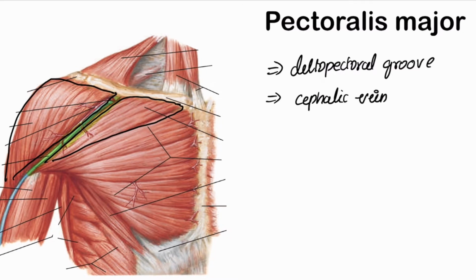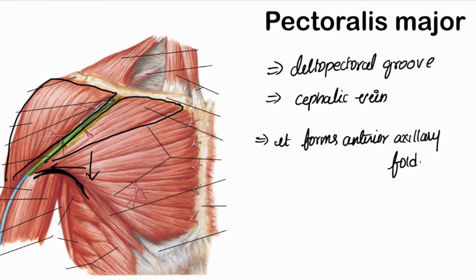Inferior laterally, the pectoralis major muscle twists and forms the anterior axillary fold. This is the inferior side and this is the lateral side. Inferior laterally, it forms the anterior axillary fold. This is the anterior axillary fold here. And that's all about the pectoralis major muscle.